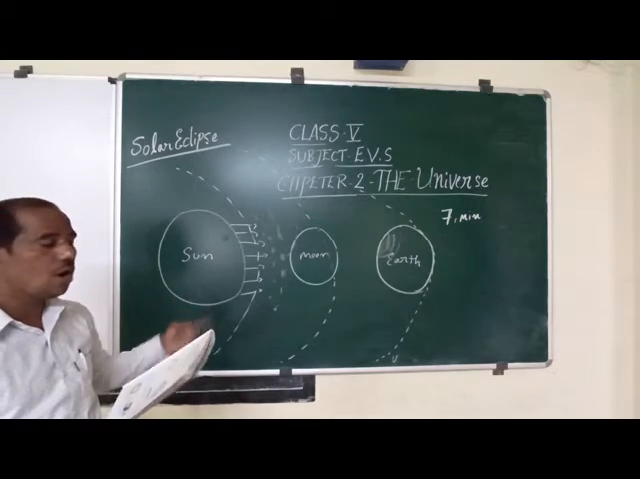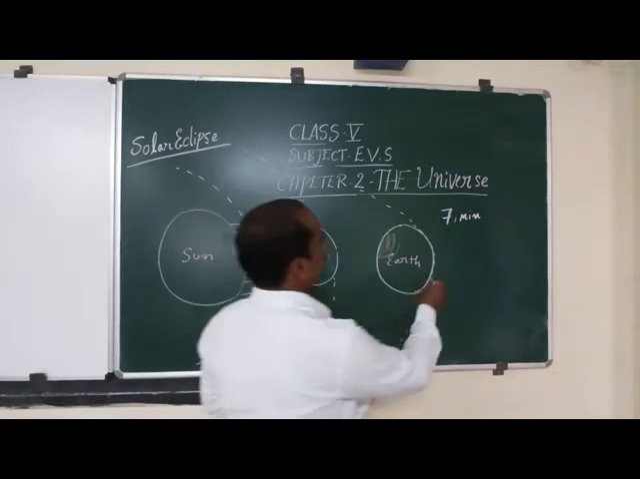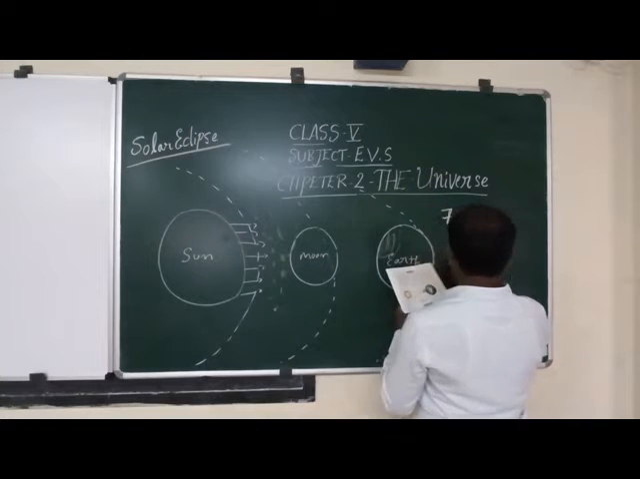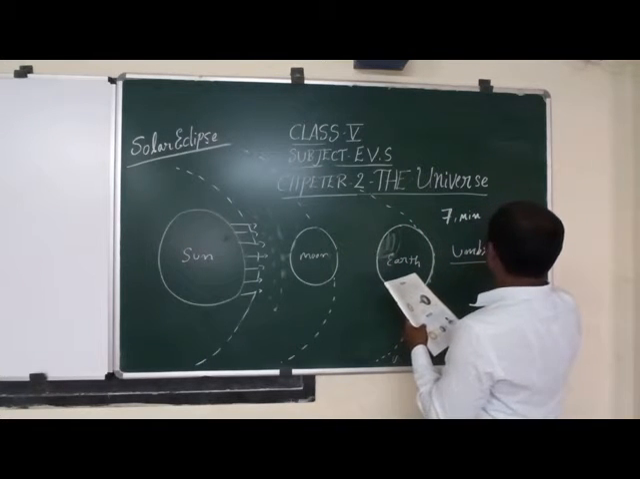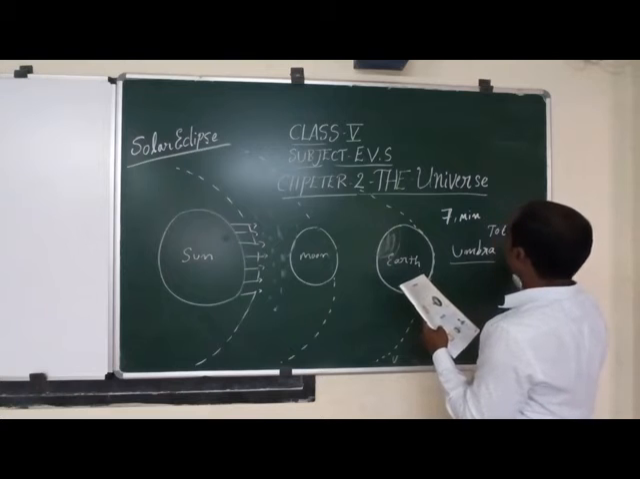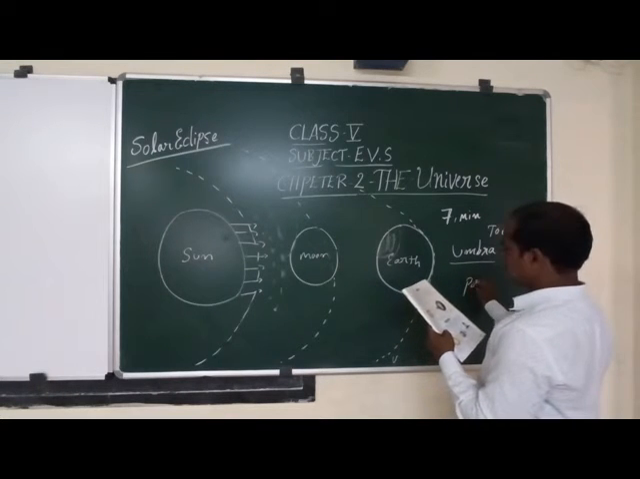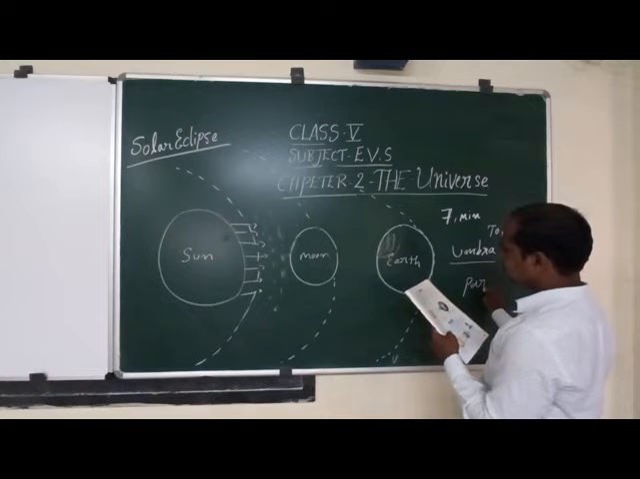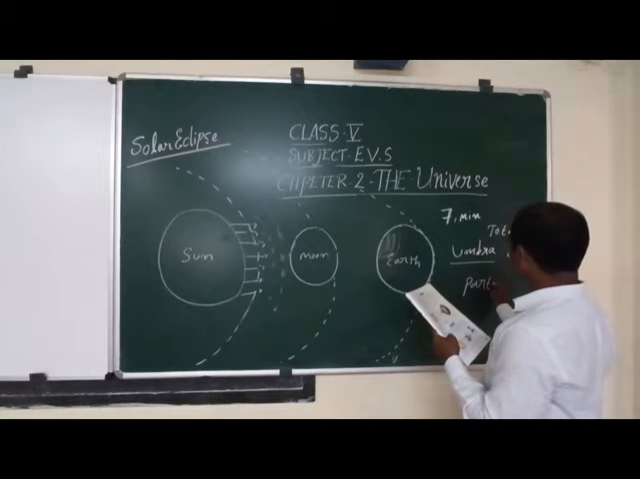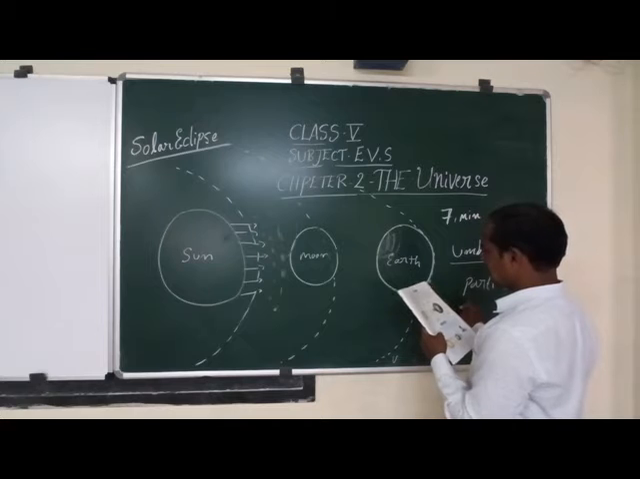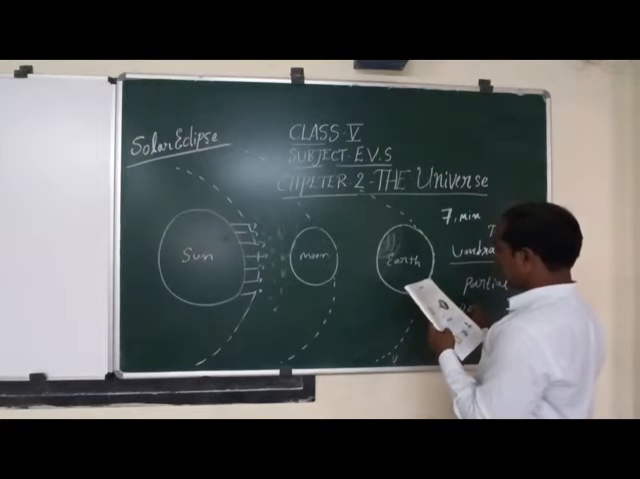Total eclipse is called umbra. Partial eclipse is called penumbra.